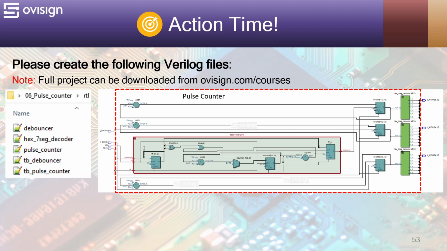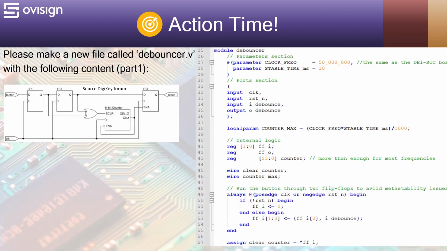And now it's action time! Please create the following Verilog files: Debouncer, hex 7-segment decoder, Pulse Counter, TB Debouncer, and TB Pulse Counter. Note that the full project can be downloaded from ovisign.com/courses. Let's implement first the Debouncer circuit.